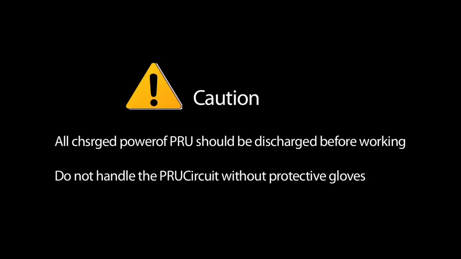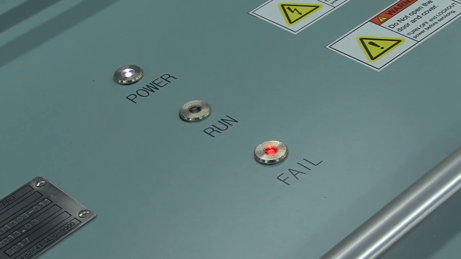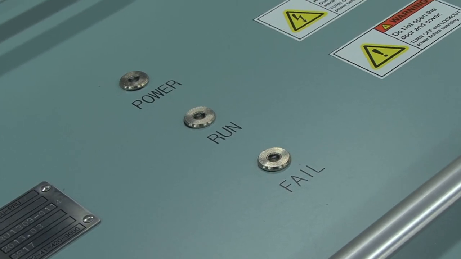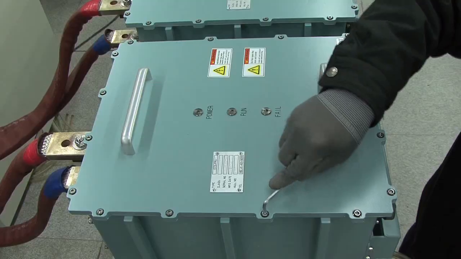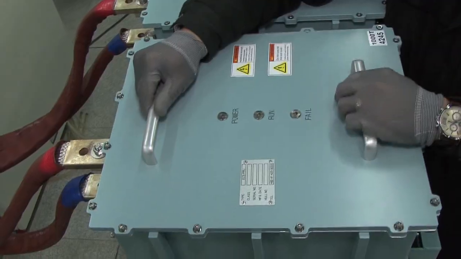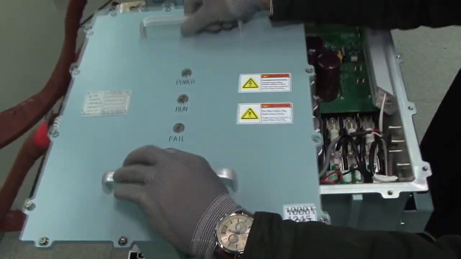Rectifier fuse. Caution! All charged power of PRU should be discharged before working. Applicable equipment and location, PRU. Step 1. Remove top cover of rectifier by unscrewing bolts. Please do not open the top cover completely until Step 2 is finished.